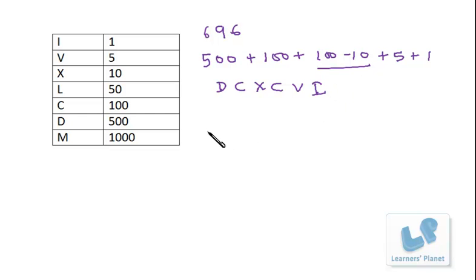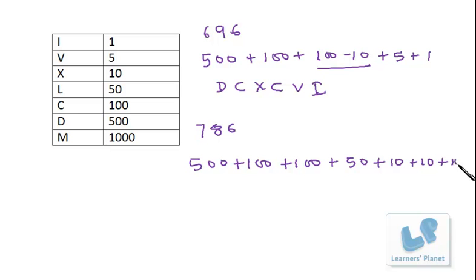It's quite easy. Suppose I wish to write 786. Okay. So it's 500 plus 100, that is 600, then 700, then 750, then 60, 70, 80, 85, and 86. Now just put the symbols. It's D, C, C, L, X, X, X, V, I. Okay.